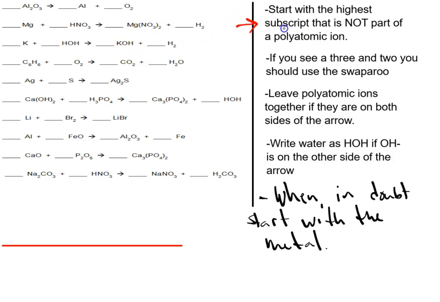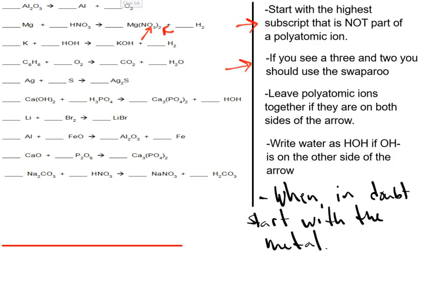Start with the highest subscript that is not part of a polyatomic ion. So like if we look right here, that 3 belongs to NO3. So we would not start with the 3. We would start with the 2 because it's not part of the polyatomic ion. That's what this rule is telling us.